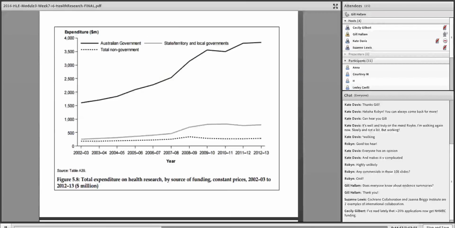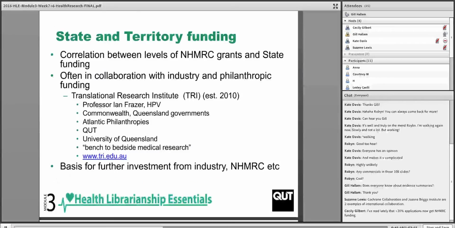This slide gives you a quick picture on health research specifically by sources of funding, looking at Australian government, so Commonwealth funding, as opposed to state funding, as opposed to non-government funding. And you can see from there how incrementally the Commonwealth government funding has increased compared with state and non-government funding as well. So that's important to note.